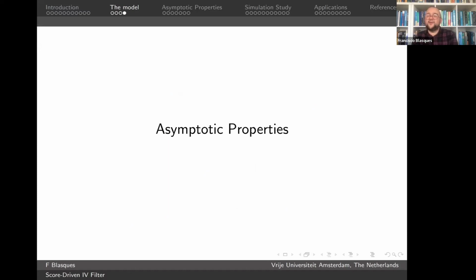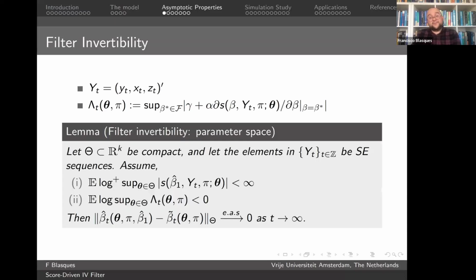All right, I'll just go ahead then and look at the asymptotic properties. Maybe a bit like a recap. For those of you familiar with asymptotic properties of score filters, I don't think there are any surprises here. Pretty standard stuff. For those of you maybe less familiar, let me go a bit through it. It can be somewhat interesting.